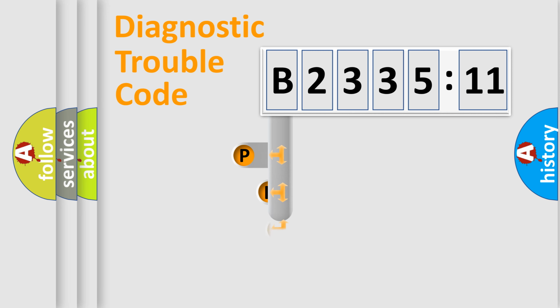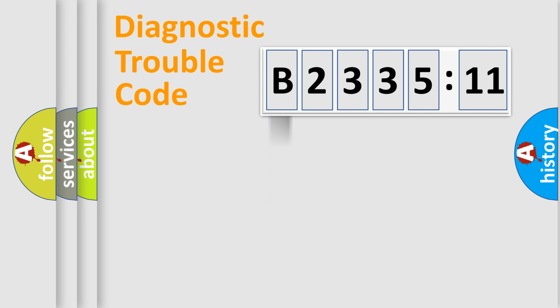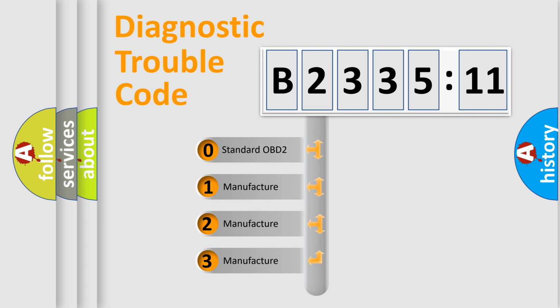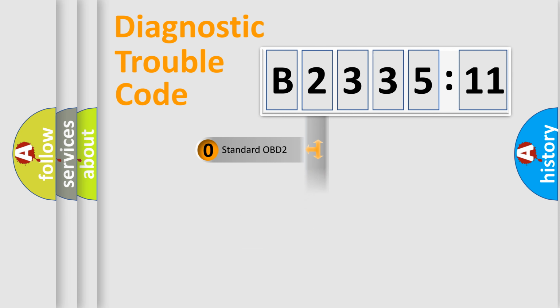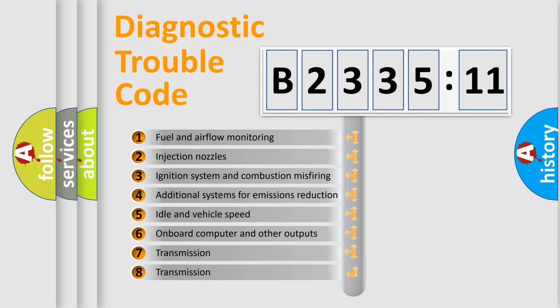Let's do this. First, let's look at the history of diagnostic fault code composition according to the OBD2 protocol, which is unified for all automakers since 2000. We divide the electric system of the automobile into four basic units: powertrain, body, chassis, network. This distribution is defined in the first character code. If the second character is expressed as 0, it is a standardized error.